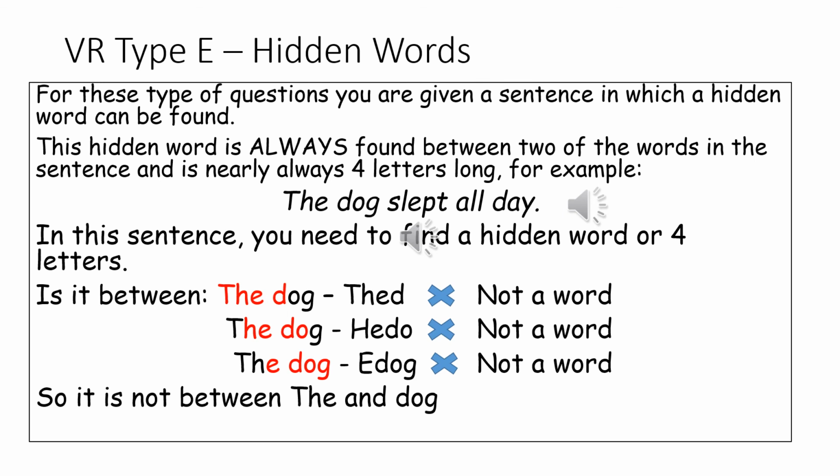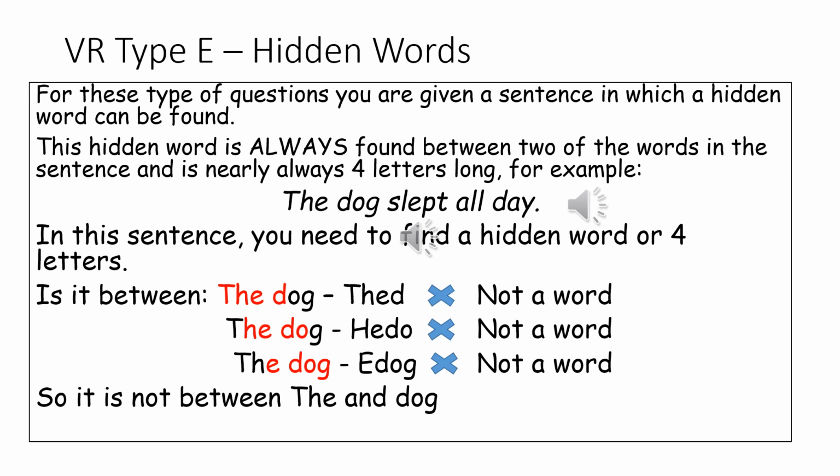Now, verbal reasoning, these are the type E questions. Now, these are the hidden words. For example, these type of questions, you are given a sentence in which a hidden word can be found. So put on your detective hats. This hidden word is always found between two of the words in the sentence and is nearly always 4 letters long. For example, we have got the sentence, the dog slept all day. Now we have to find the hidden word in this sentence, and it is amongst 2 words, okay, and it has 4 letters.